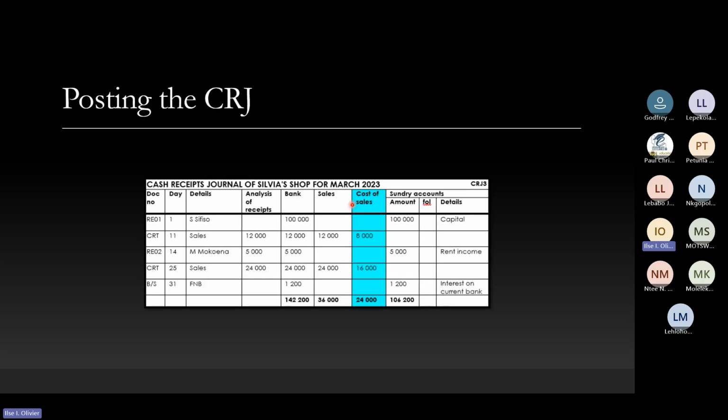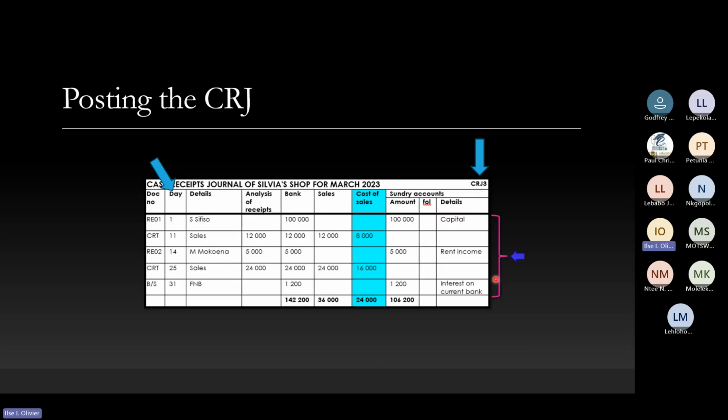So if we look at a CRJ like this, first thing that you must see is that we have a day that a transaction happened on. Then you have your folio number. That is important when you post to the general ledger. Right. Then you have your sundry accounts that go with the date. Remember, if you do not have a column, then you post the transactions in your sundry account on the day that it happens.